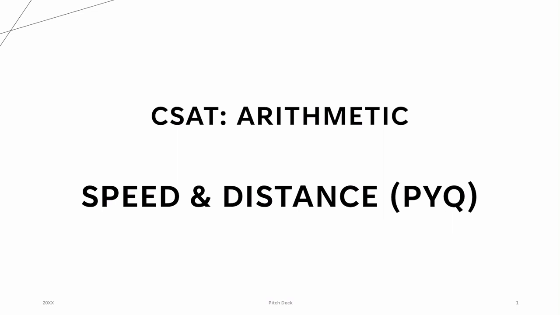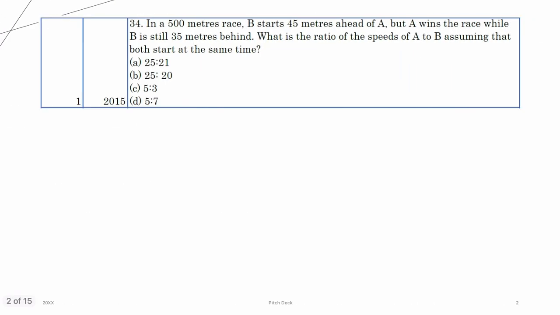Okay, let's start with PYQs for speed and distance. This is the first question. Let's read the question first. In a 500-meter race, B starts 45 meters ahead of A, but A wins the race while B is still 35 meters behind.